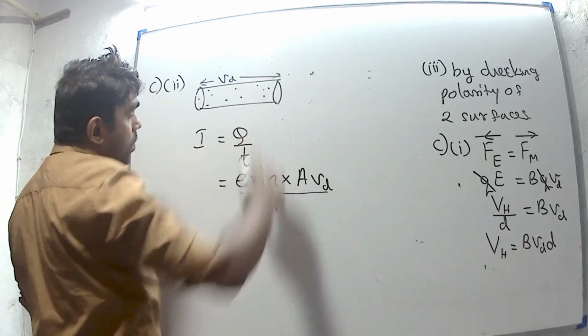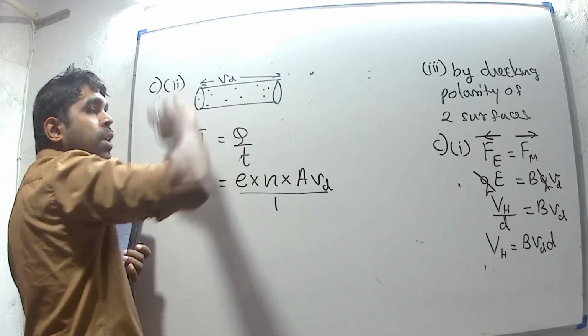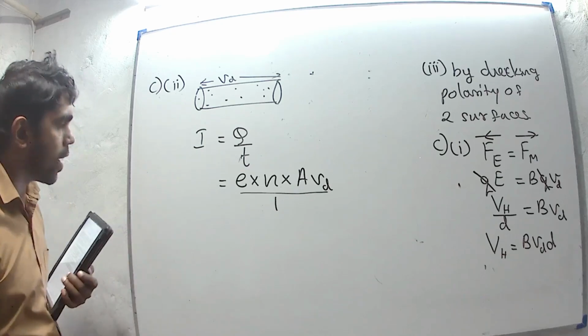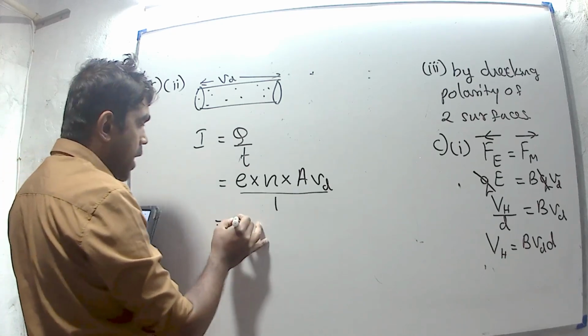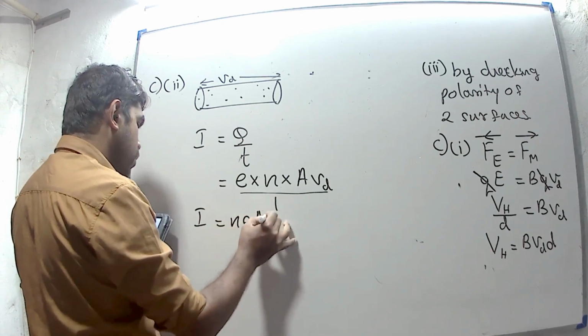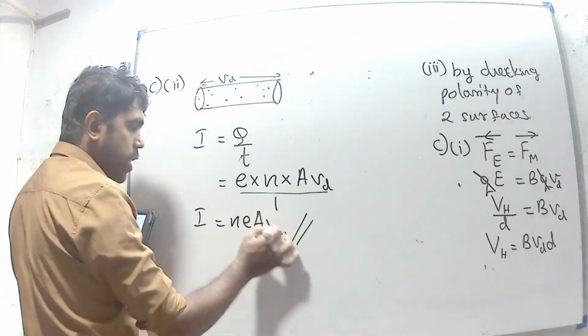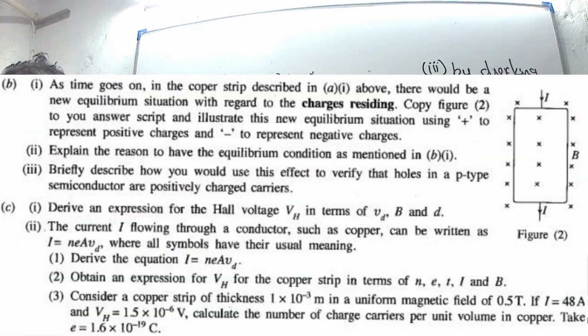from this surface. This surface depends on the direction of current. Then we can get I equals NEAVd. Vd means drift velocity.